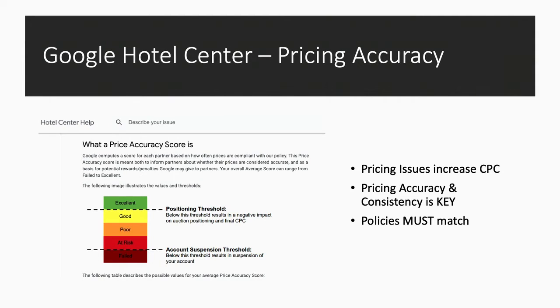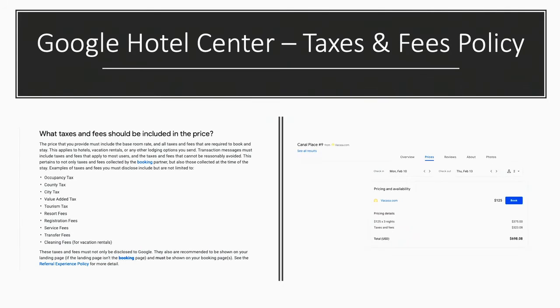This is the price accuracy score, and you can see there's a positioning threshold. Below this threshold results in a negative impact on auction positioning and final cost per click. They show you if you're in red, yellow, or green, and then they show you that it's not just that property, the entire account will get suspended if you have pricing accuracy issues. Also, your policies have to match, so you can't have different cancellation policies or refund policies showing on Google, and then they're different on your website.